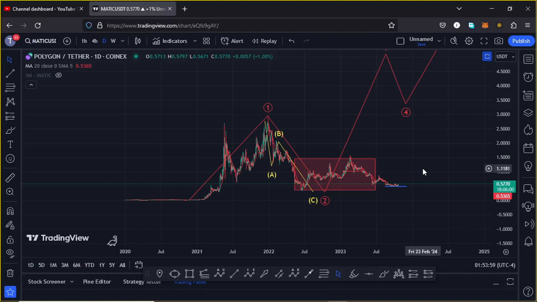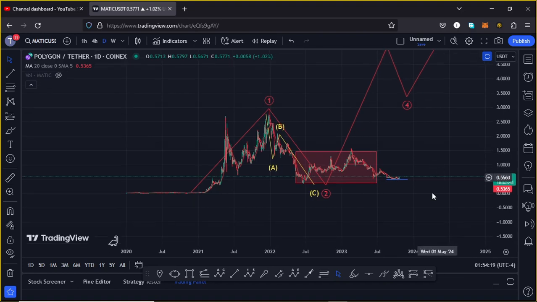Welcome back for another Polygon Matic price prediction analysis. At the time of this recording, Matic continues to hold above a very significant area of support at around the $0.4874 mark, and we are also seeing a massive breakout to the upper side.